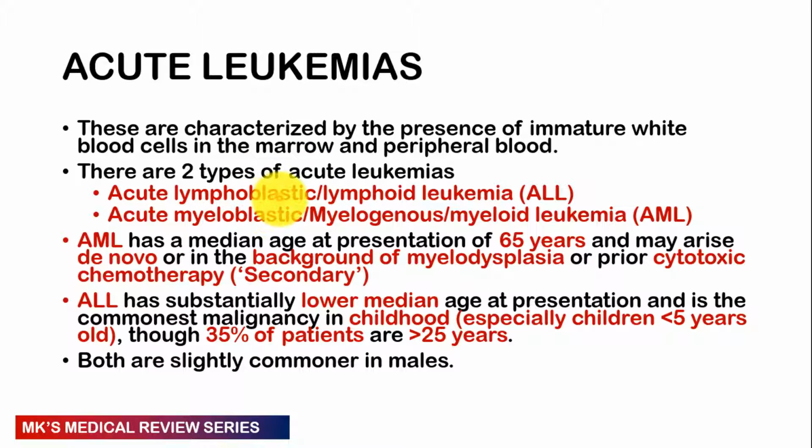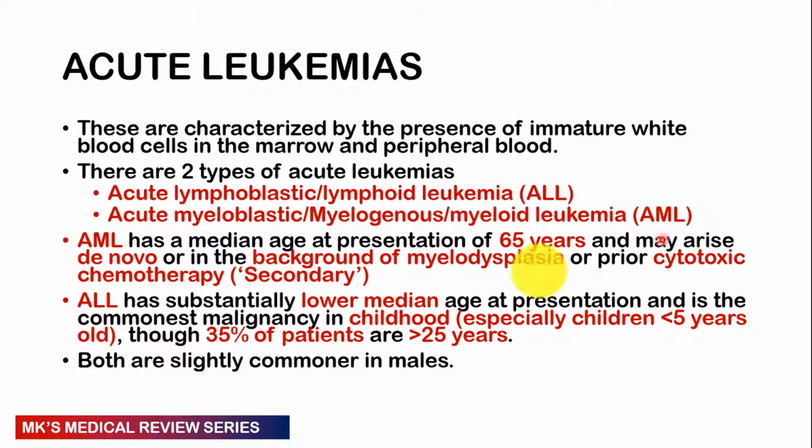You have the acute lymphoblastic, or you can call them the lymphoid leukemias, or the acute myeloblastic, myelogenous, or you can refer to them as myeloid leukemias. Now remember that with the acute myeloid leukemias, they have a median age of about 65 years. So these patients tend to be much older. Of course, it can start off at any age, but the median age of diagnosis is usually much higher compared to acute lymphocytic leukemias.